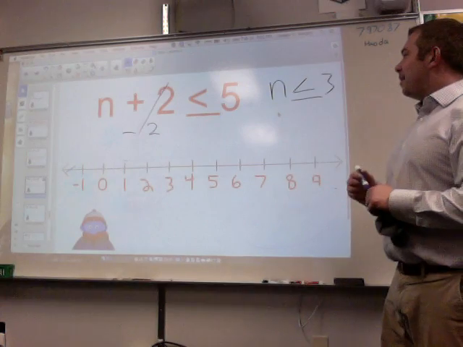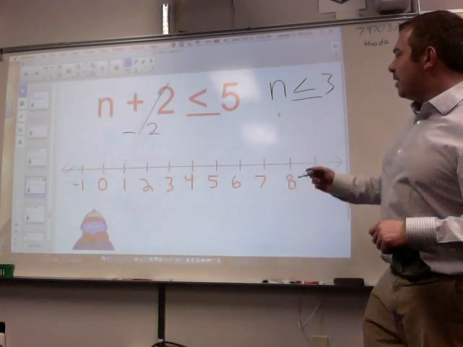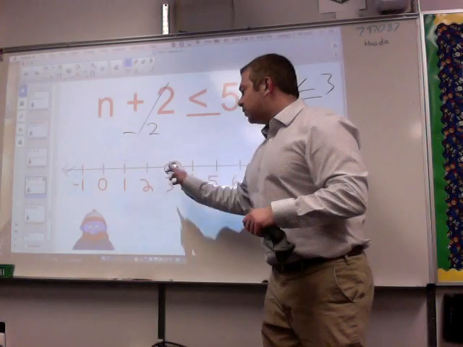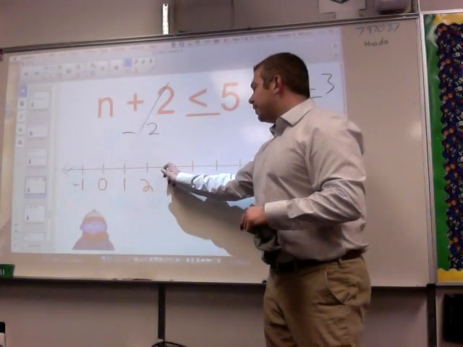Okay, let's see. So now n is less than or equal to 3. So I find my 3. Now I'm going to start with just a circle. But since it is also equal to 3, I'm going to fill this in.